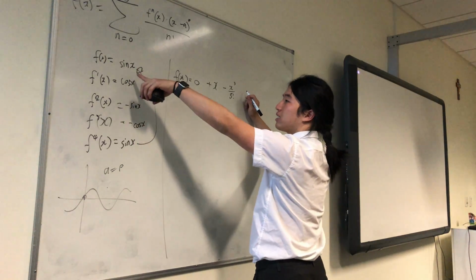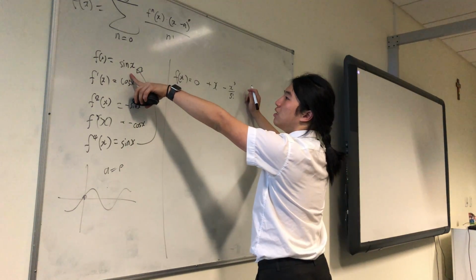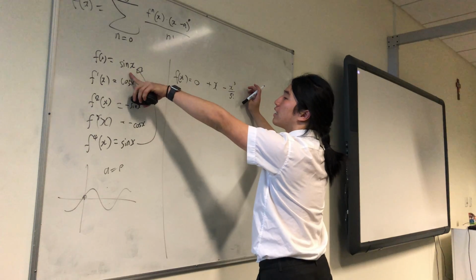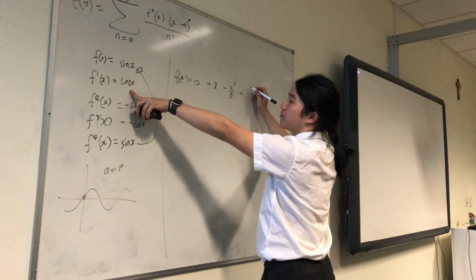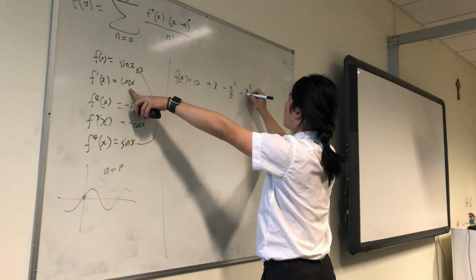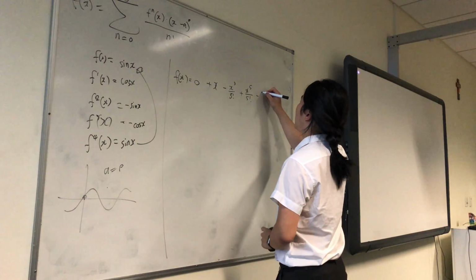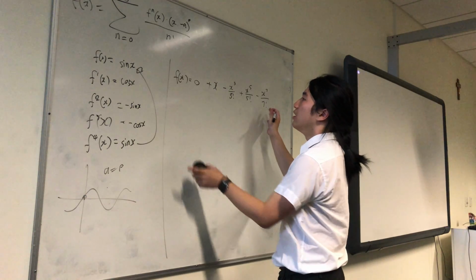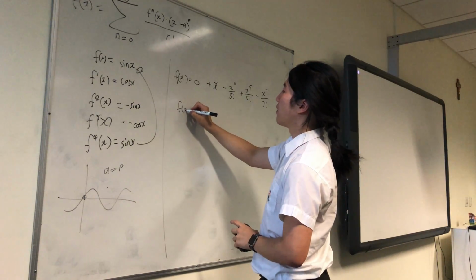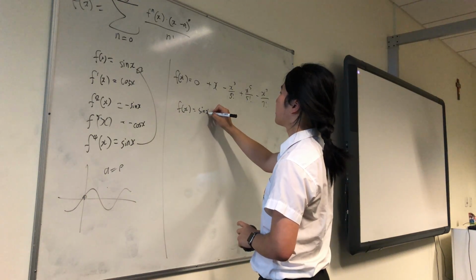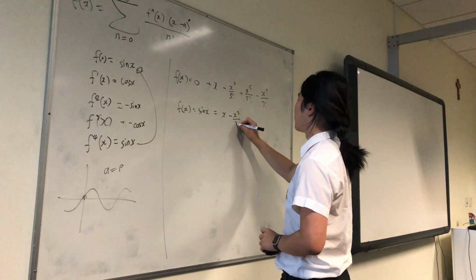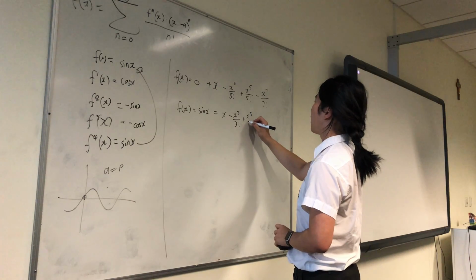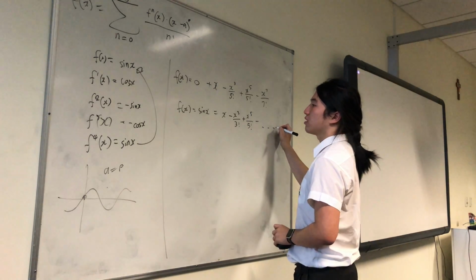And then follow this pattern. Yeah, that's the fourth derivative, so that goes to 0. Don't care about it. The fifth one is positive, so now we have x to the power of 5 over 5 factorial, and then the pattern continues. So if we simplify this, now we have f of x equals sine of x equals x minus x cubed over 3 factorial plus x to the power of 5 over 5 factorial minus and so on.